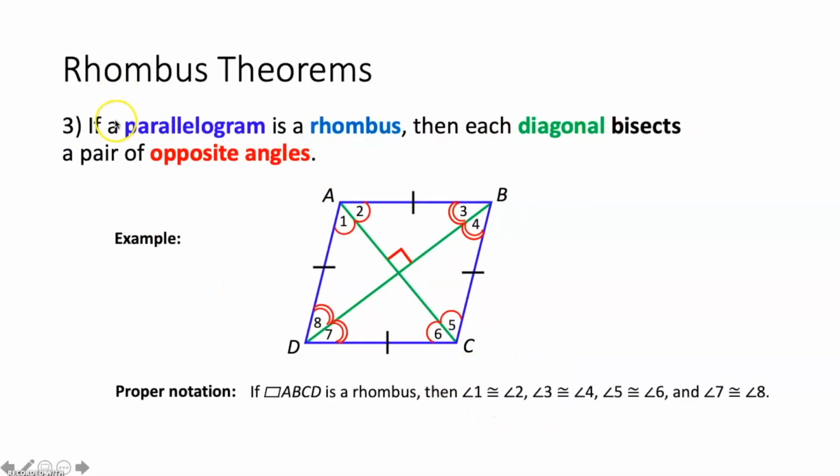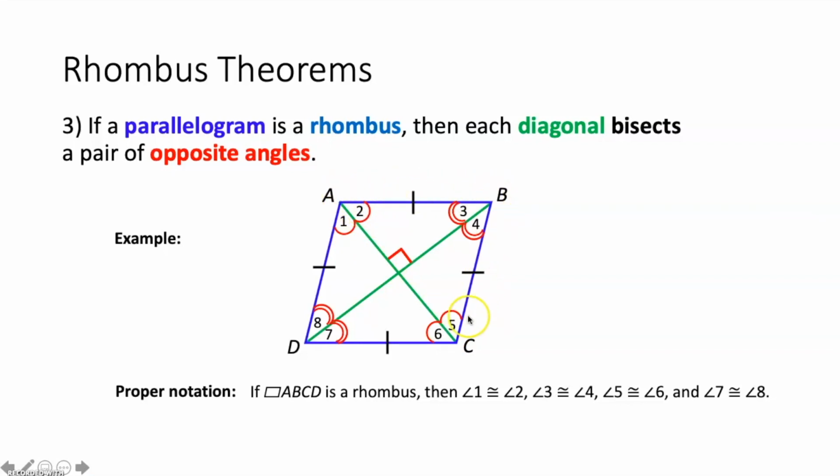Now, the third rhombus theorem says if a parallelogram is a rhombus, then each diagonal bisects a pair of opposite angles. So, down here we have parallelogram ABCD, and we know parallelogram ABCD is a rhombus. Because it's a rhombus, the diagonals are going to bisect the given angles. So, if we're looking at angle DAB right here, angle DAB is bisected by the diagonal segment AC. That makes angle 1 and angle 2 congruent to each other.